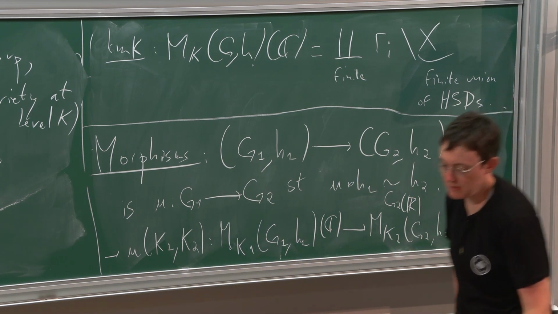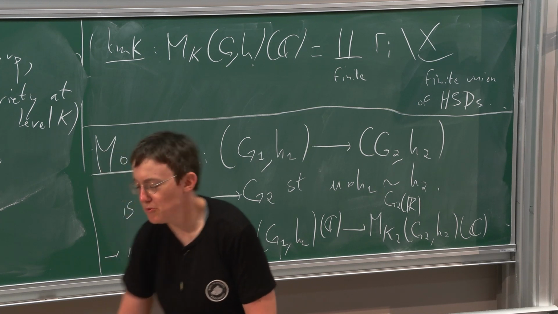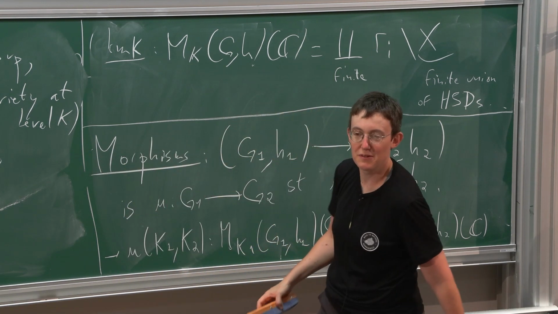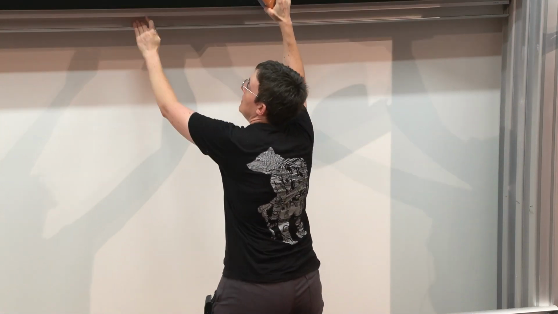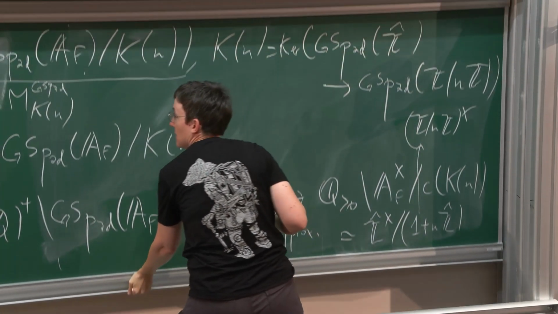Under the condition that you can guess on K1 and K2, I mean, K2 has to contain U of K1. And then you have an obviously defined morphism here.